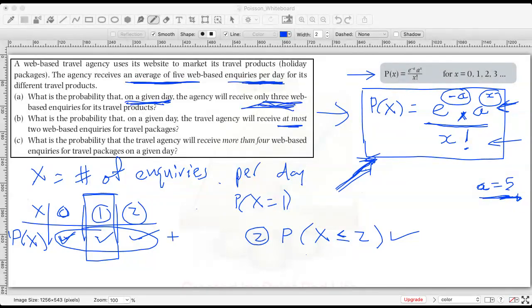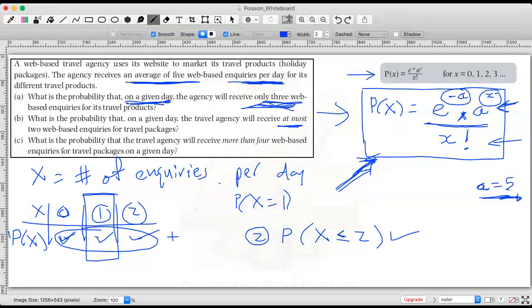3.3. Very good. That is it. That is the answer for x equals 1. Nicely done. Very good. That is it. So the probability of x equals 1 is about 3.37%.